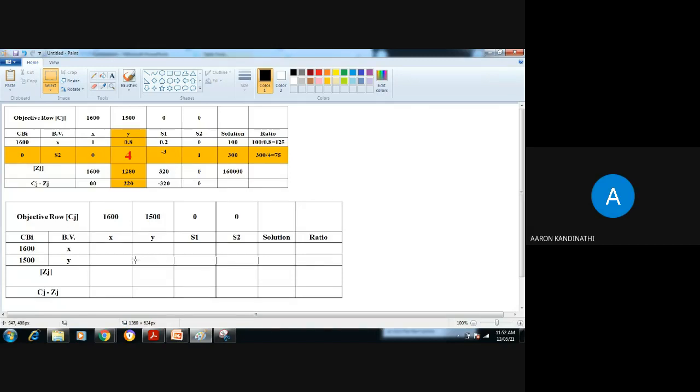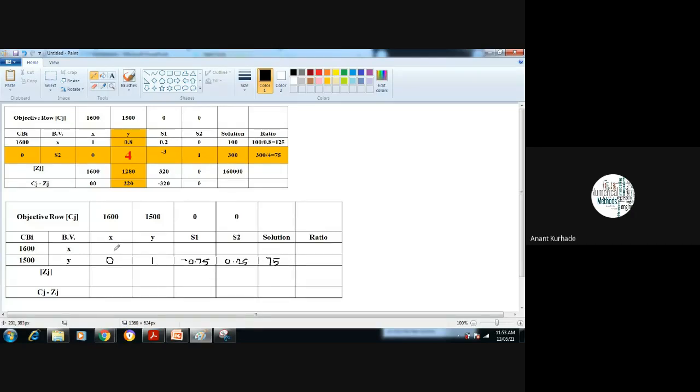Divide by 4. Here it is 0 by 4, it is 0. Okay, so here we can get 0. Here we can get 1. Here we can get minus 3 upon 4, it is minus 0.75. Okay. Next, it is 1 by 4, it is 0.25. Okay, and here we get 75. Now we have written this.